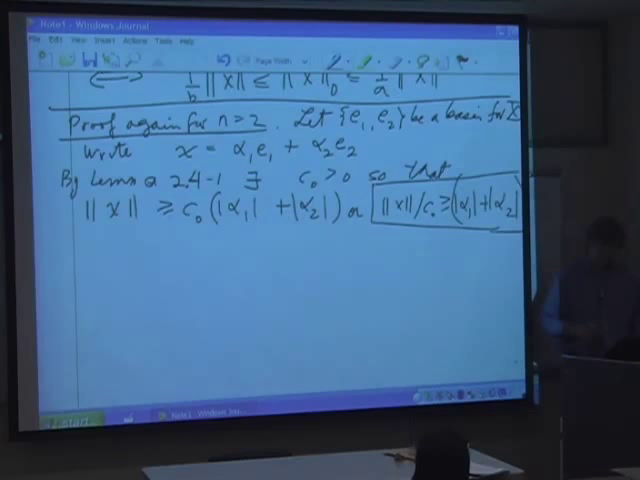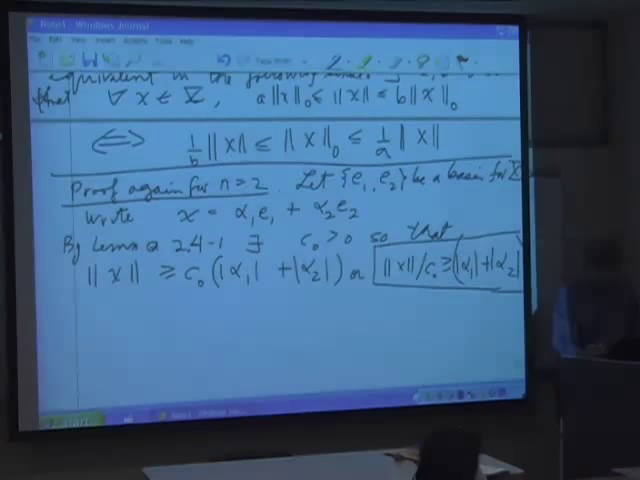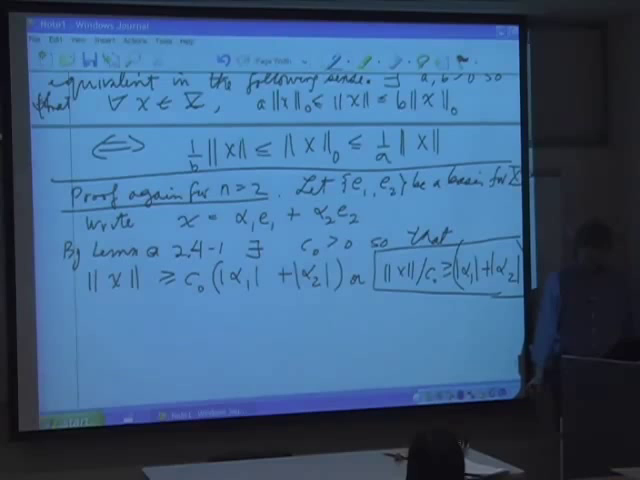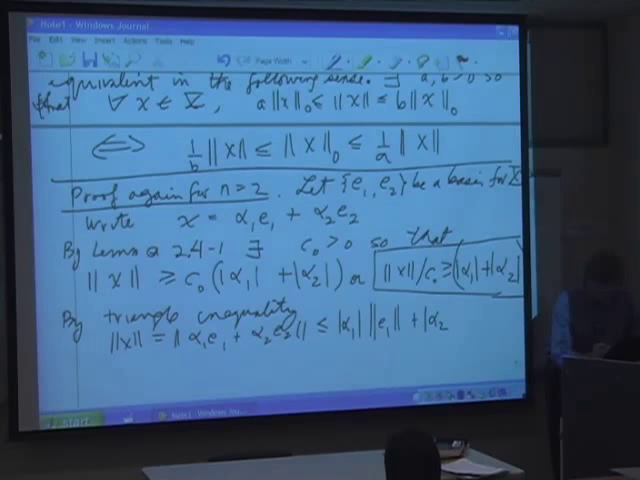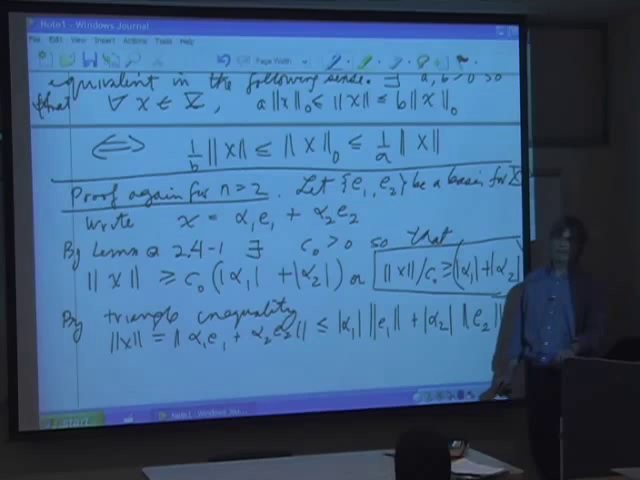There's not a lot of space on this page to show what's going on. I need to show one of these inequalities. I've got this on the one hand. On the other hand, what can I write about the norm of x in general? By the triangle inequality, you have the norm of x equal to the norm of alpha 1 e1 plus alpha 2 e2, which is less than or equal to the absolute value of alpha 1 times the norm of e1 plus, using triangle inequality plus scaling, the absolute value of alpha 2 times the norm of e2. So first I break it into a sum of two things and then scale out the scalars with the absolute value signs.